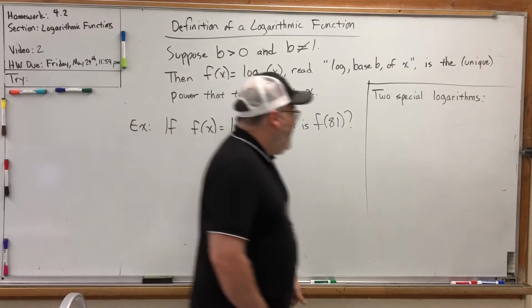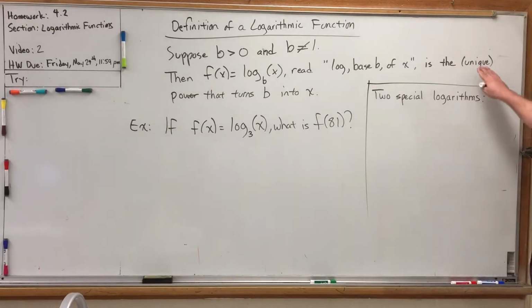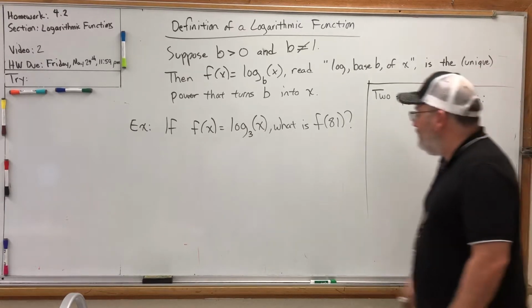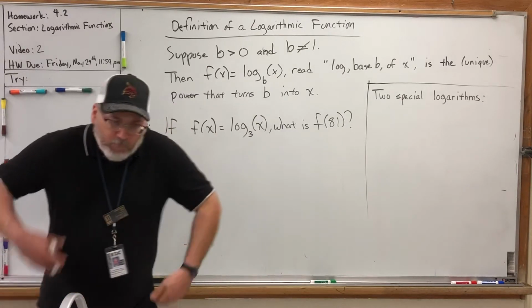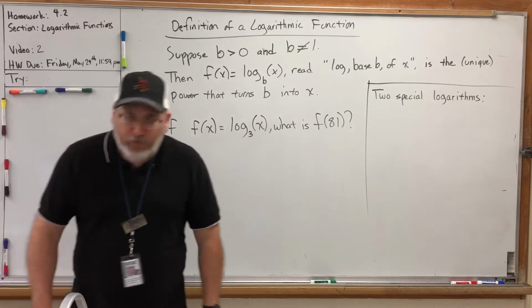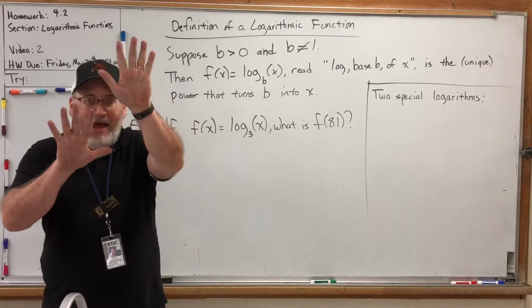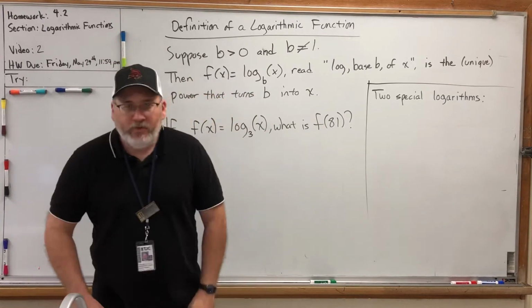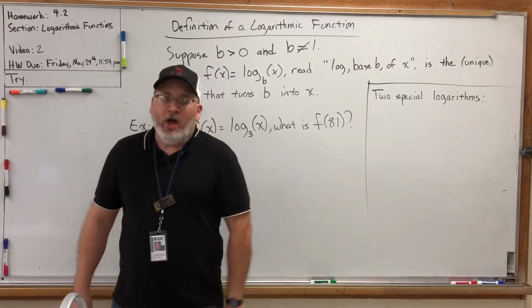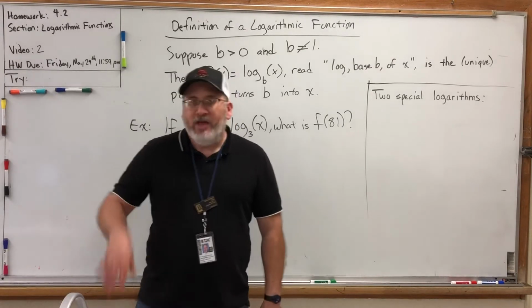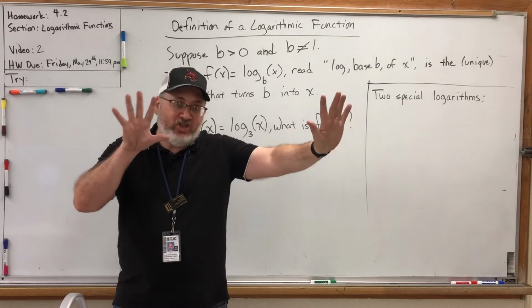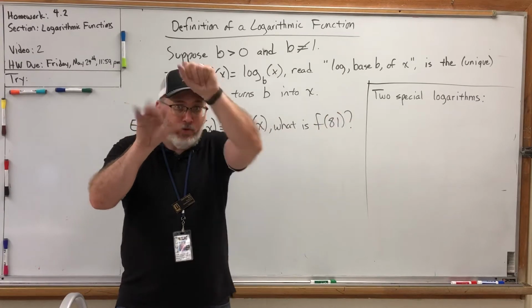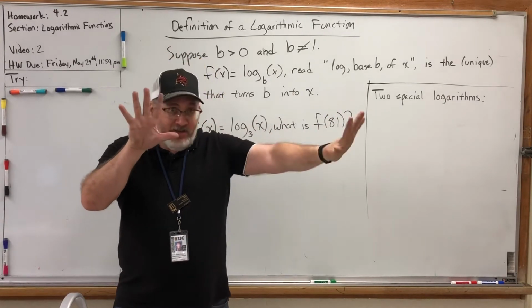But log base b of x is the unique power, because there will only be one answer per log, the unique power that turns b into x. In other words, when you do an exponential function problem, I give you the base and the power, and then you give me the answer. A logarithm kind of works backwards. A logarithm gives you the base, but not the power, but it gives you the answer. And the question is, what power do you put on this base to get this answer?